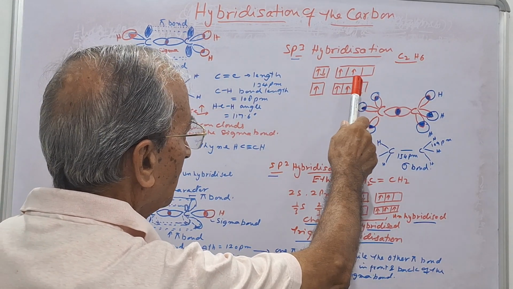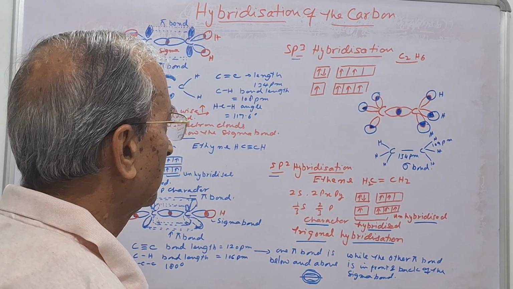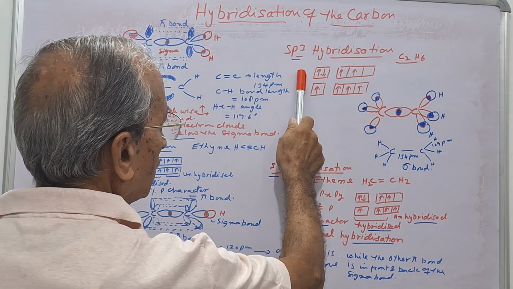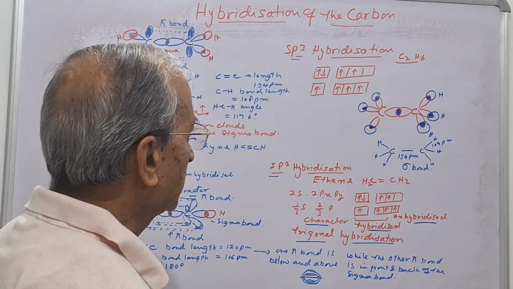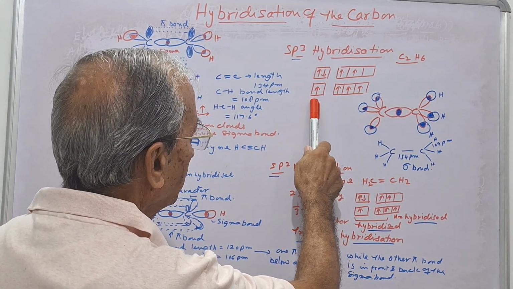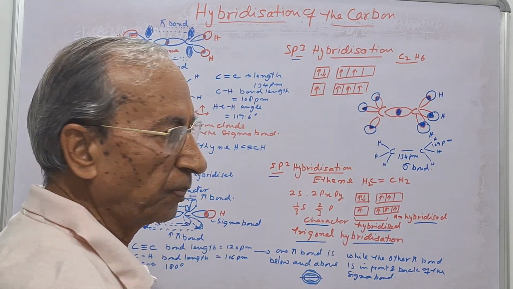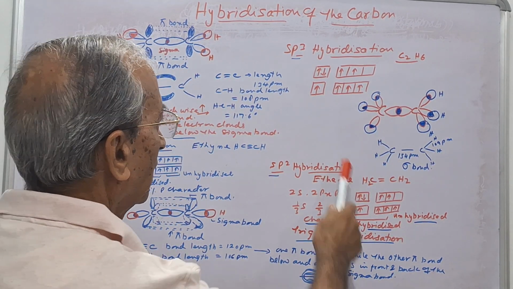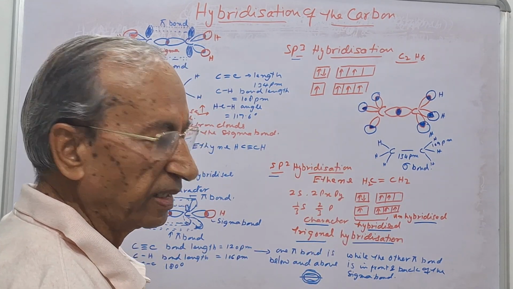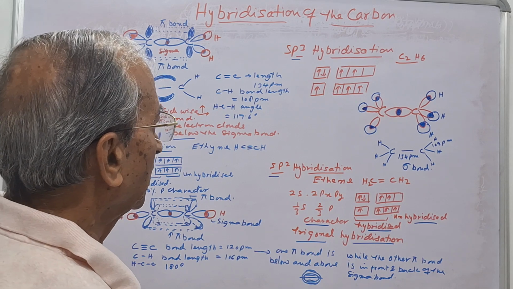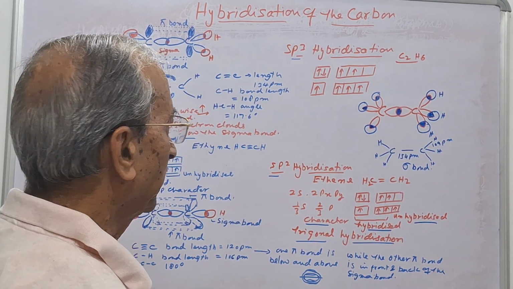If we see, there are 4 electrons in the outermost orbit of the carbon, 2s2, 2p2. In excited state, one of the electrons from the 2s is promoted to the 2p. Now, all the 4 electrons hybridize and form the 4 hybridized orbitals of equal energy.